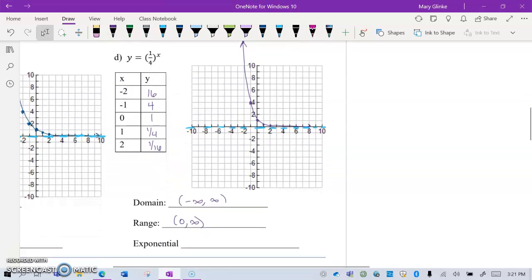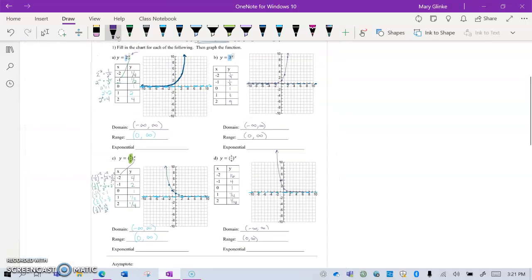If you have the negative second exponent, you end up getting 16 because you have to flip your fraction and then square it. Negative 1 for your exponent would be 4, then 1, 1/4, and 1/16, and you can see that the shape of that graph there is the slide, making this exponential.